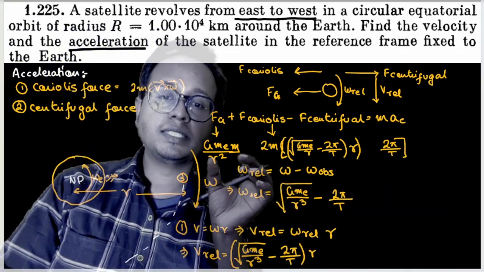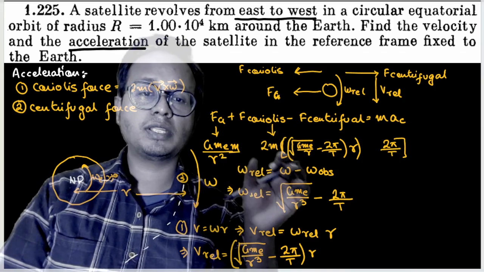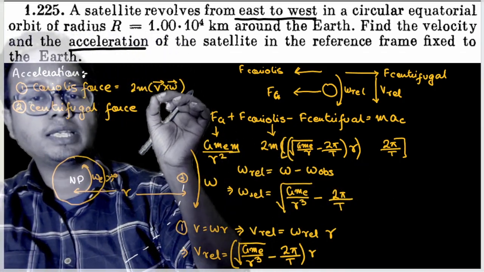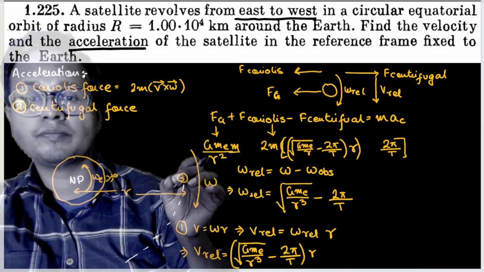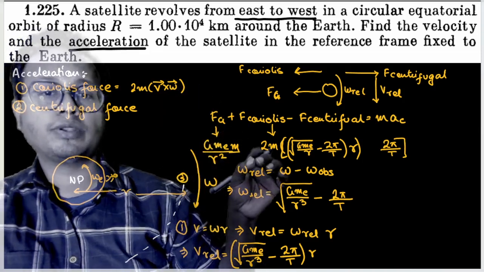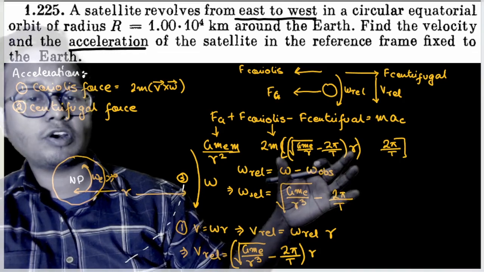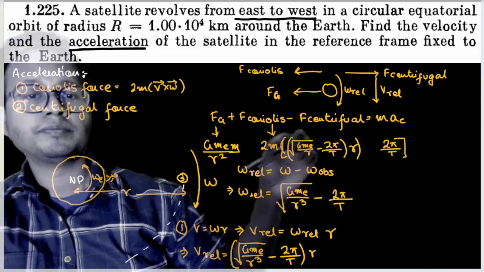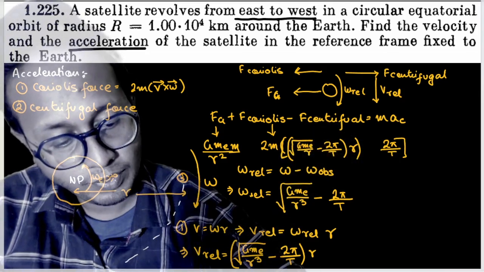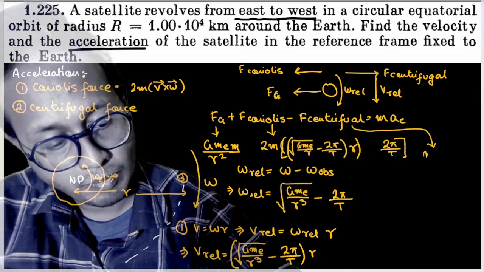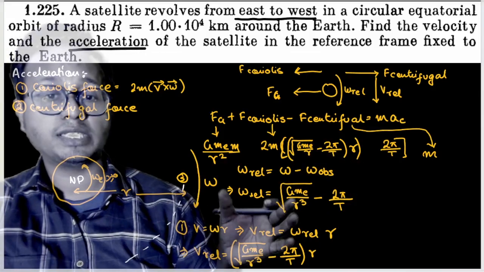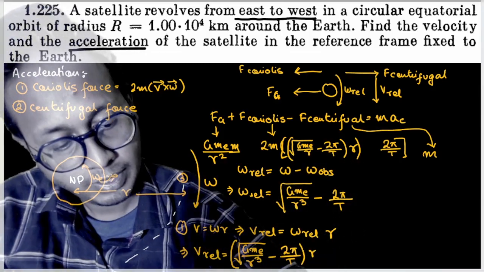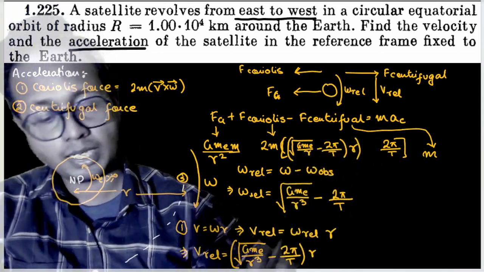Understood this much? This is the gravitational force. This is the Coriolis force. Coriolis force is 2 into mass of the object into the relative velocity of the object as seen by the observer into the angular velocity of the frame. Okay, minus centrifugal force. So centrifugal force is m omega square r, or mass of the object into the relative angular velocity, that means the angular velocity as seen by the person, into square into r.